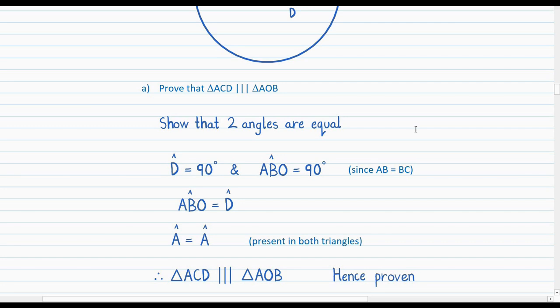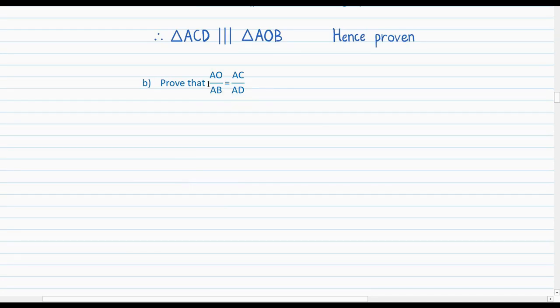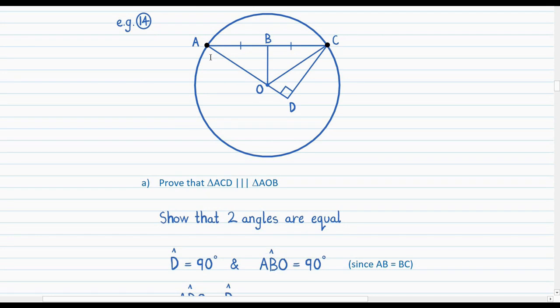Then for part B, we need to prove that the ratio AO over AB is equal to AC over AD. To do so, we can draw directly from what we just proved, which is that triangles ACD and AOB are similar. We'd use this fact since all the sides mentioned in these two ratios fall along these two triangles. And since they're similar, their sides are in proportion. So looking back at the triangles, we have triangle AOB is similar to triangle ACD.